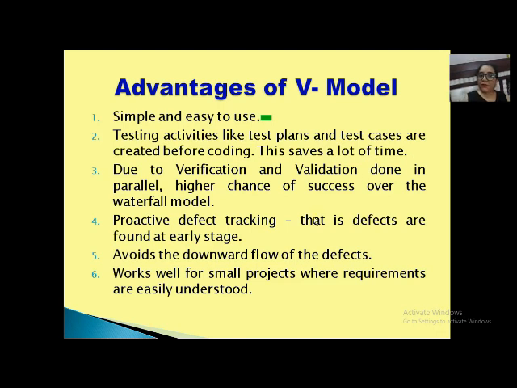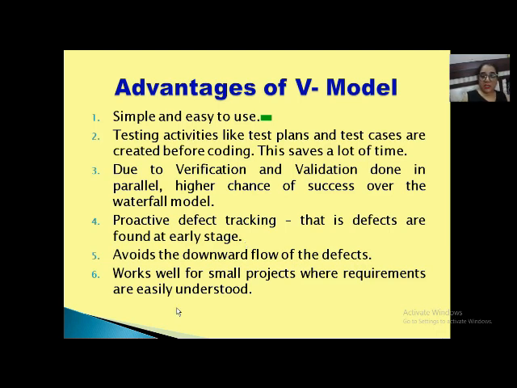Due to verification and validation being done in parallel, there is a higher chance of success over the waterfall model. Surely this can be better compared to the waterfall model, because here validation is getting done, so there are lower chances of failure. Proactive defect tracking means defects are found at an early stage. Since various test plans are executed at different phases, there are fewer chances of having bugs in this particular model if used for system development.